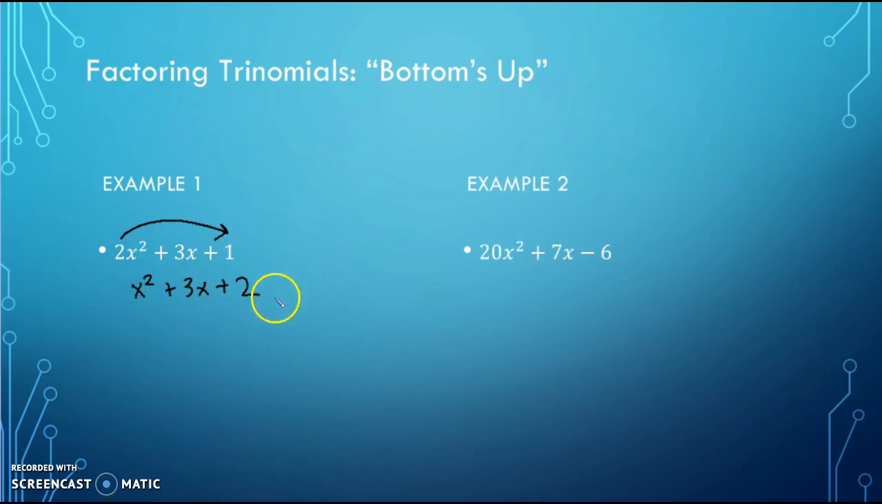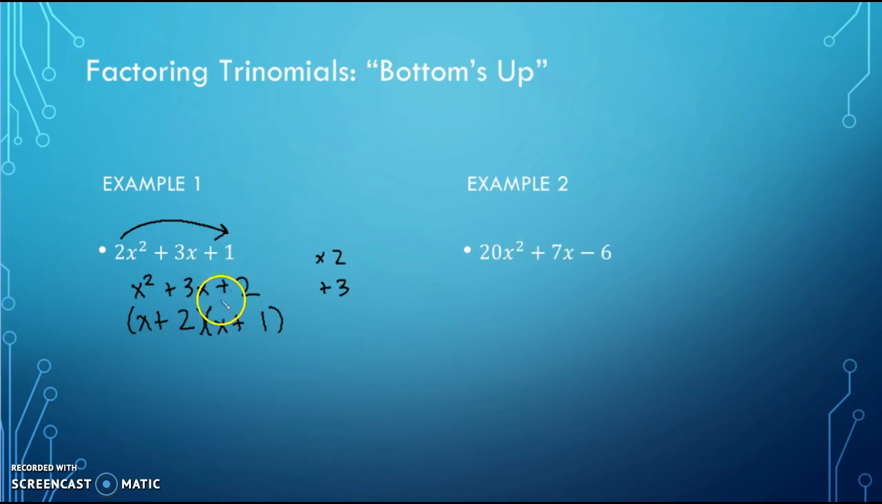Now I've got a plain Jane trinomial, which is what we just factored. So I'm going to go straight to my parentheses. I'm working with all positives, so I'm going to have pluses in my parentheses. And I want to multiply to 2 and add to 3. Well, that's going to be 2 and 1. But now I still have to take into account the fact that I moved that a to make it part of c. So I'm going to take it back out by doing the opposite operation.